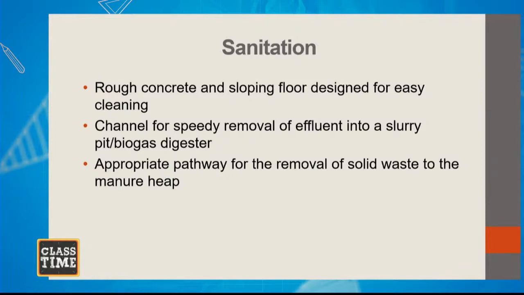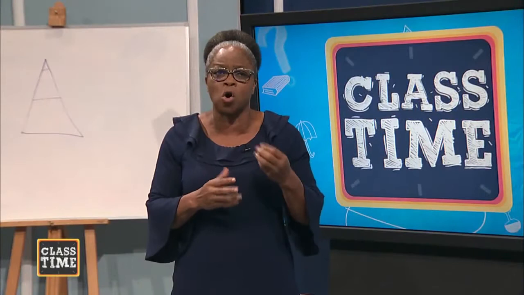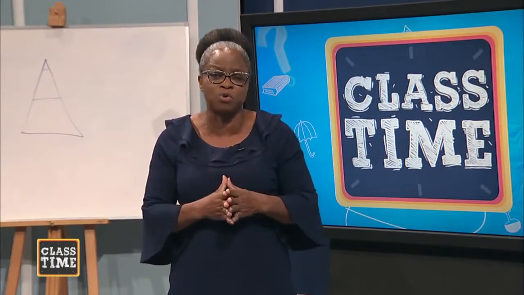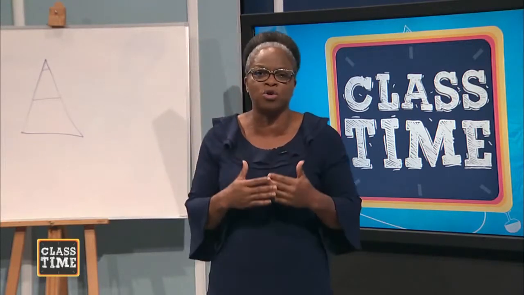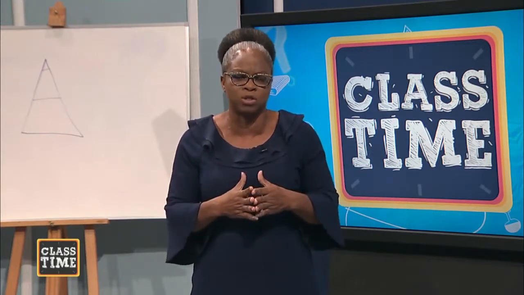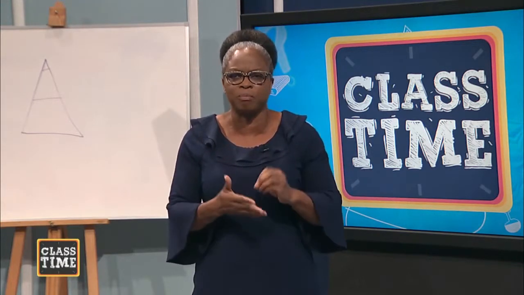Good? You must have what we call a channel inside your house, for example in your piggery, for speedy removal of effluent into a slurry pit or the biogas digester. And you also want to make sure that you have an appropriate pathway for the removal of solid waste to the manure heap. These things are very important, students. If you do not want to go into your house to clean your house, your animals will come down with disease, and it's not going to be good for us as farmers because we are going to be losing money. You can't have a good start, and because you don't want to clean the house, you're going to lose so much. So we need to pay attention to that.